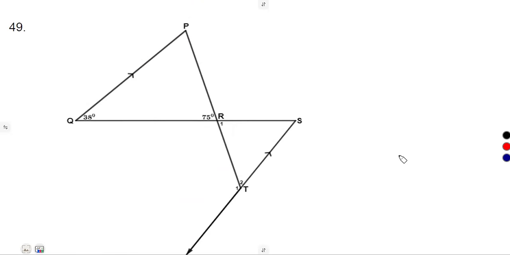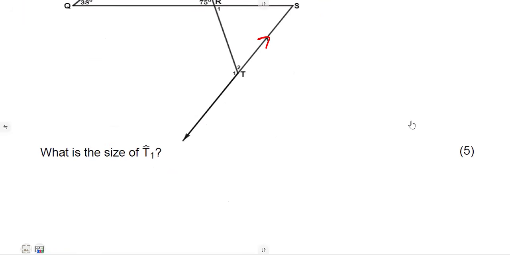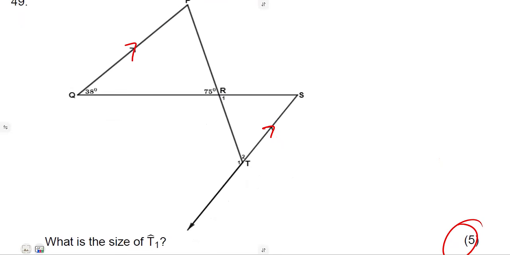On number 49, there are lines that are parallel that we are given and some of the angles. What is the size of T1? Okay, what is the size of T1 for 5 marks? This is where we've got our T1. I think we had a similar question like this on those multiple choice. Yeah, it was just like this one.